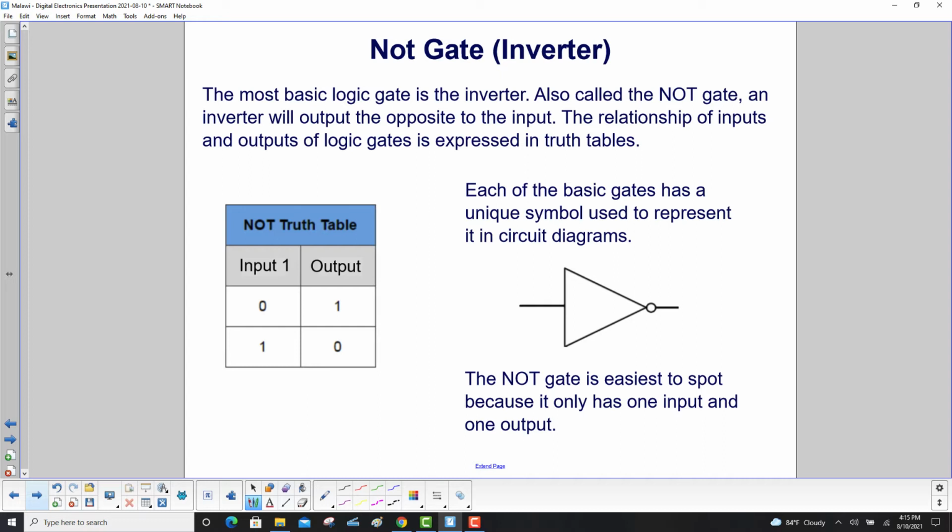Each of the basic gates has a unique symbol used to represent it in circuit diagrams. The NOT gate is easiest to spot because it has only one input and one output. Input, output. And if you input a 0, you get the opposite. You get a 1. Input a 1, you get a 0.